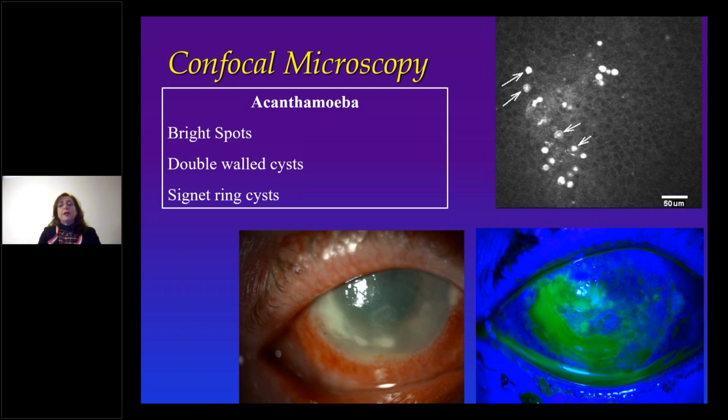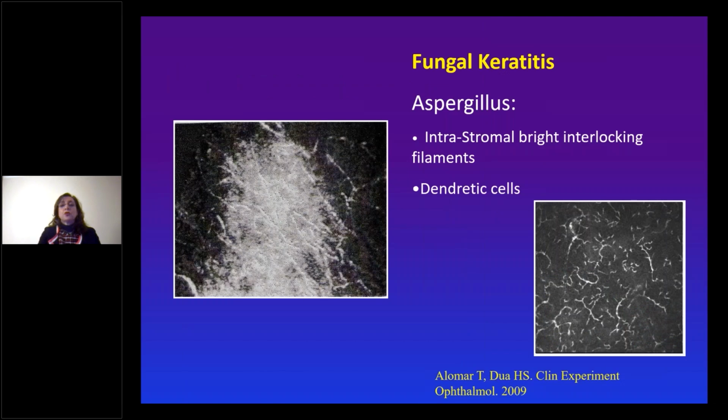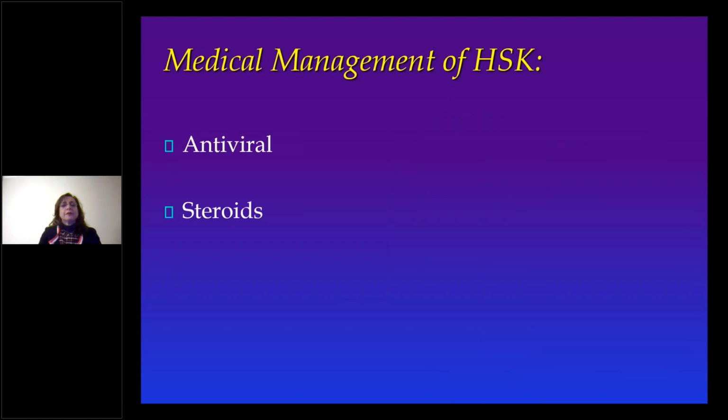So the IVCM is very helpful for us to diagnose, and sometimes even before the culture results. It can also show us fungal hyphae, like in this patient, or shows also activated keratocytes and dendritic cells, which are seen with inflammation. And that is also very useful to differentiate viral in some cases.